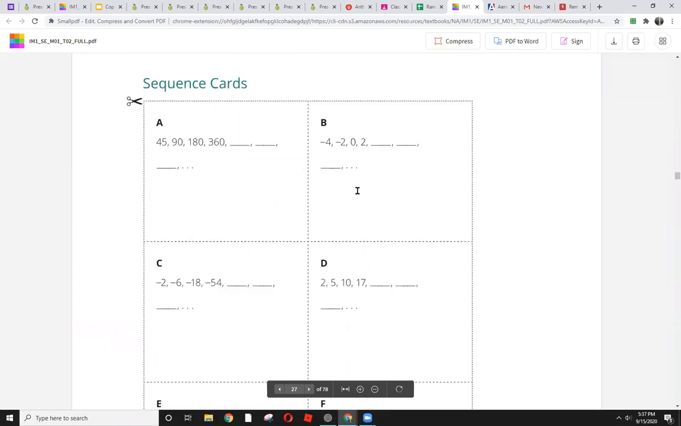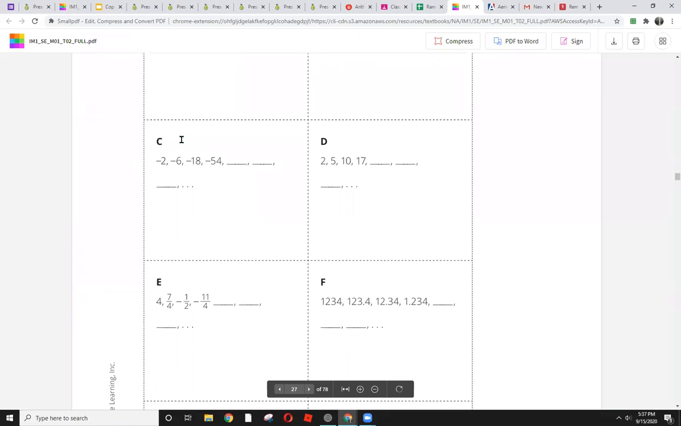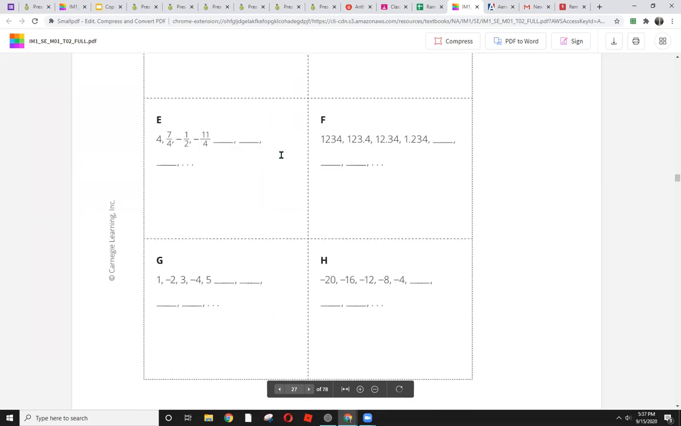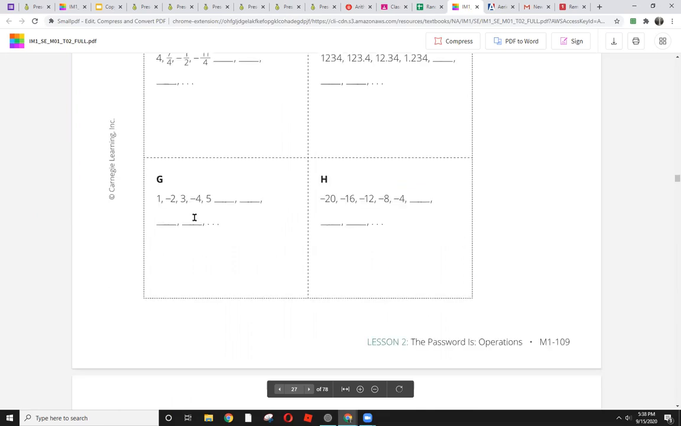We did B already, it was arithmetic. C, we're multiplying by 3, so that one is also geometric. D is a neither. It's not arithmetic or geometric. E, we already did, it was arithmetic. F, we are dividing by 10, or multiplying by 1/10. So the correct way would be r equals 1/10. We're multiplying by 1/10. Okay, G, neither.